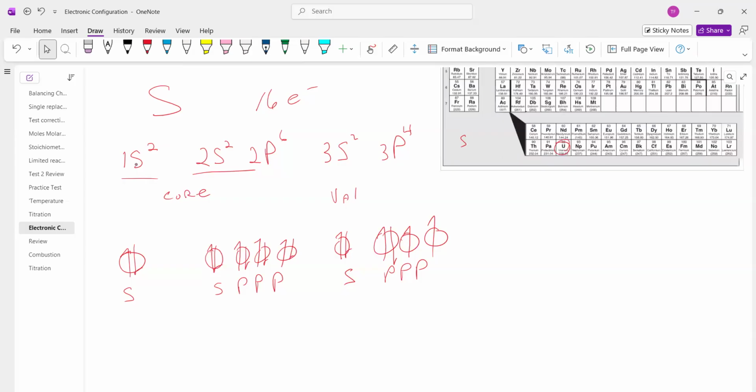Two, two, two, two, two. Yeah, exactly. The next level is going to be D. And guess how many it has? 10. The next after that is F. It has 14.